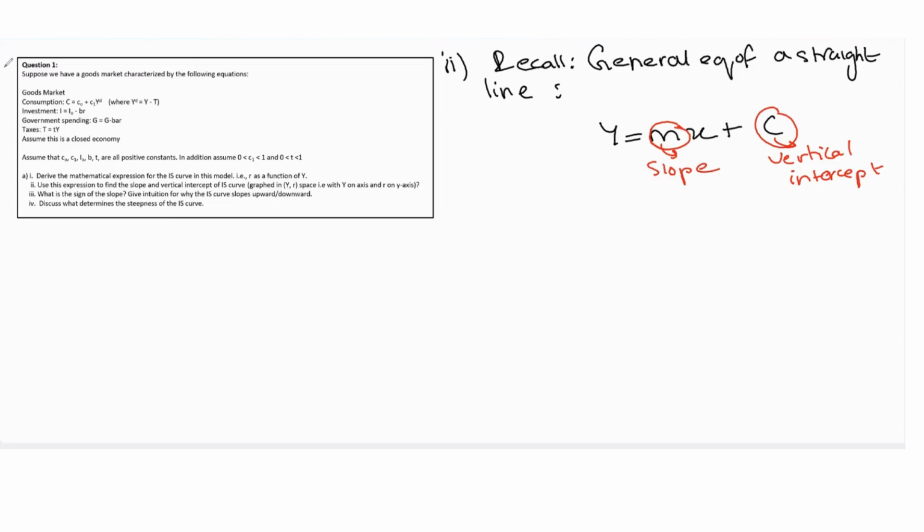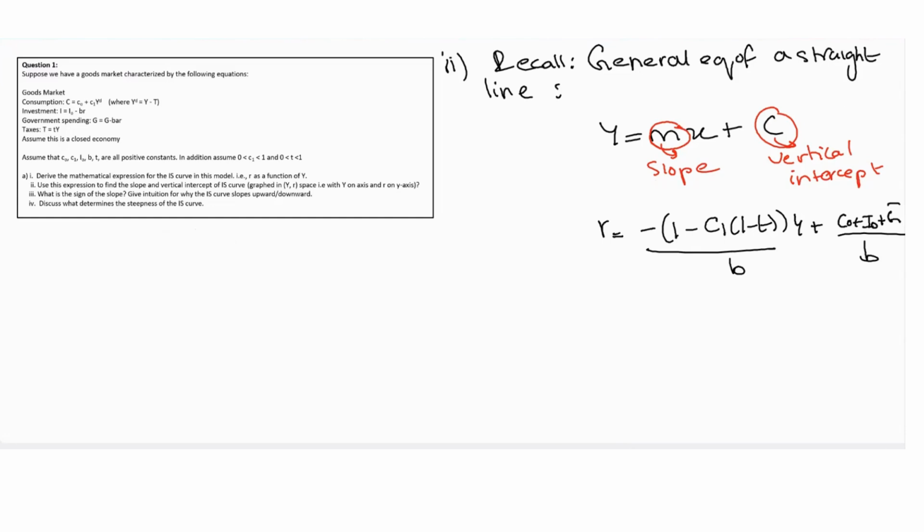Now, in our case, our IS curve is linear, so its equation, which we just found in part A, is R is equal to minus (1 minus C1)(1 minus T) divided by B, times Y, plus C naught plus I naught plus G bar divided by B.